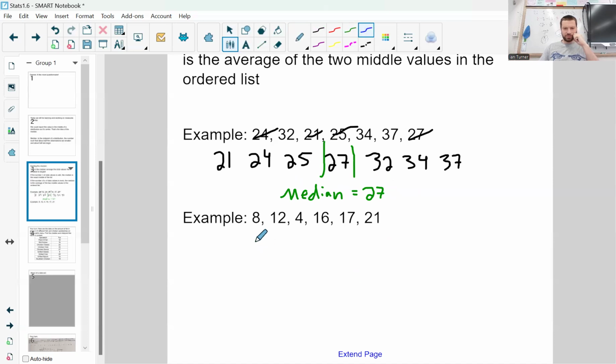Okay, let's look at this one. So we got 4, putting them in order: 8, 12, 16, 17, 21. Okay, this is an even data set.